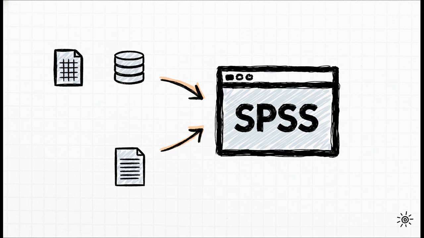Now, here's the really good news. You probably don't have to re-enter any of your data. SPSS is super flexible. Yeah, it has its own file type, the .sav file, but it can easily open up your Microsoft Excel files, connect to databases, or even just read plain old text and CSV files. Basically, wherever your data is now, you can almost certainly get it into SPSS without a headache.